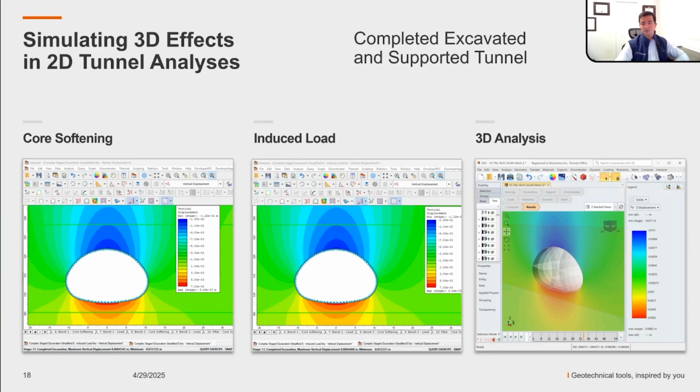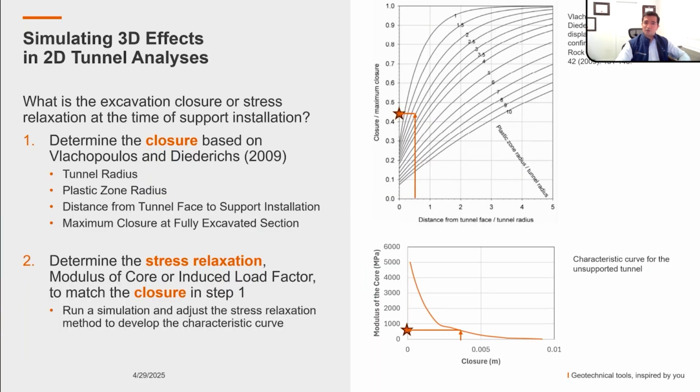Now, when we are doing that, a very important question is: what is the excavation closure or stress relaxation at the time of support installation? That 70% relaxation that I applied, or that modulus that I'm defining for that core, for the core opening, what are those values? How do I get those values correct? So that includes a 2-step analysis.